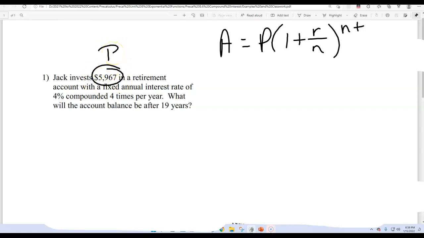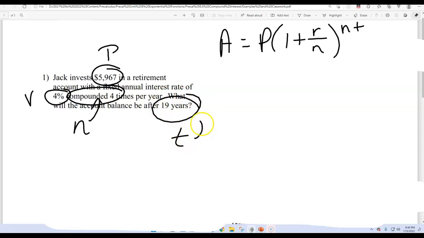Jack invested $5,967 into a retirement account with a fixed annual interest rate of 4%. That's going to be our R value. It's being compounded 4 times. That's our N value. So R is the percentage. How often is compounded is the value of N. Question is, what will the balance of the account be after 19 years? And that's how many years we're going to be doing this for. So basically, you just have to figure out what variable each number corresponds to and then plug it in.